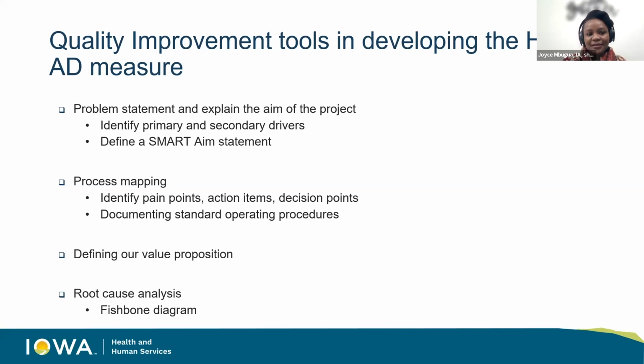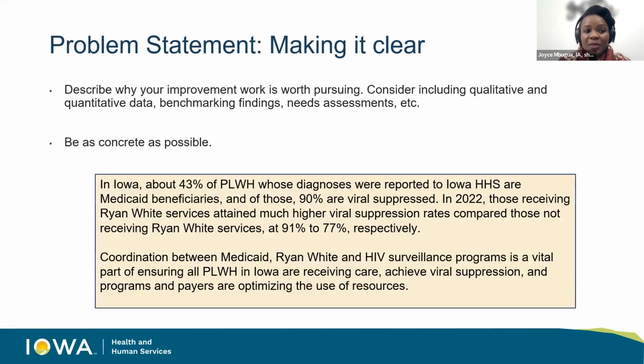Next slide. So starting off with the problem statement, we started by assessing what we know about Medicaid beneficiaries living with HIV. We needed to know how many people living with HIV were Medicaid beneficiaries, and of those, how many were receiving care through our Ryan White Part B program. We also assessed beyond that viral suppression rates for those whose care was coordinated through the Ryan White program and those who are not in the Ryan White program. This enabled us to quickly identify areas for improvement and to define our problem statement. Next slide, please.